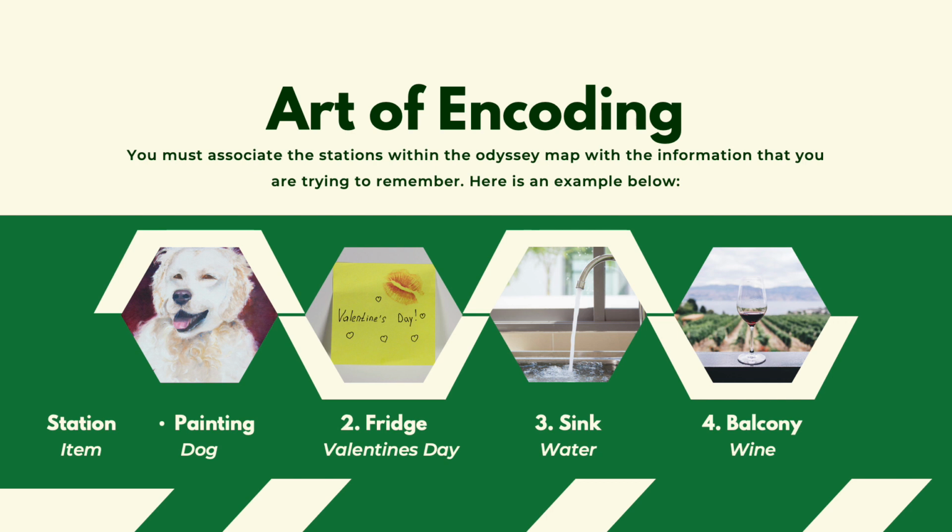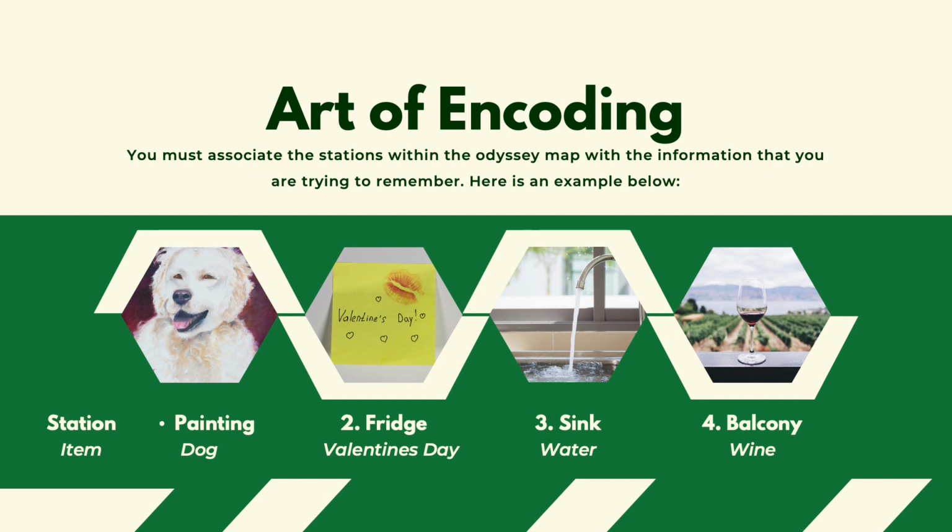The second one is a Valentine's Day note on the fridge. In this instance, when you're walking past the fridge, you remember seeing the Valentine's Day note. It could be anything at all. It could even be a massive kiss on the fridge. The fridge could even be pink with a bow wrapped on it and having a Valentine's Day gift on top of it. The crazier your imagination, the better, because it's more likely you remember it.